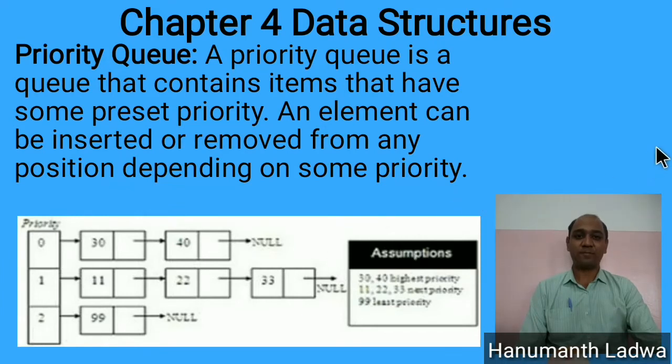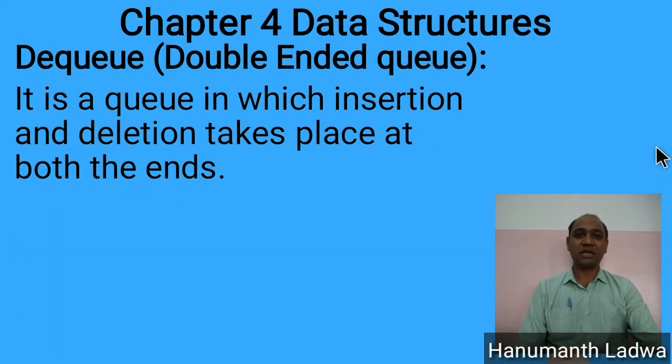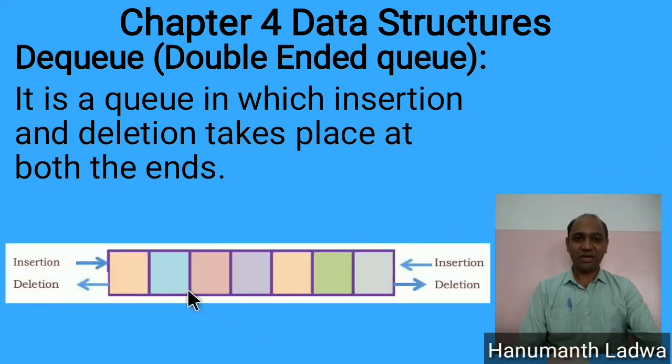Next we'll move on to the DQ, that is the double-ended queue. It is a queue in which insertion and deletion take place from both ends. Here you can see in the diagram, insertion can be from this end or deletion can be from this end, and even insertion can be from this end and deletion can take place from the same end. Hence it is called a double-ended queue.